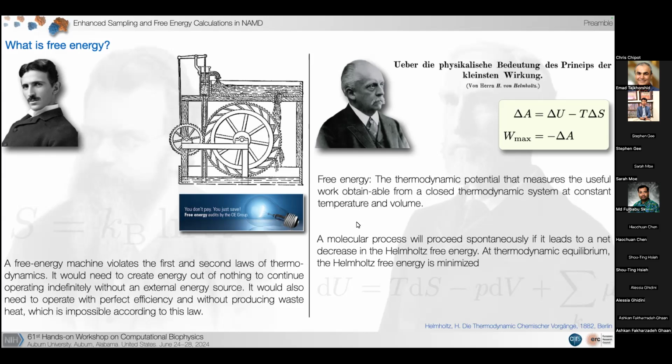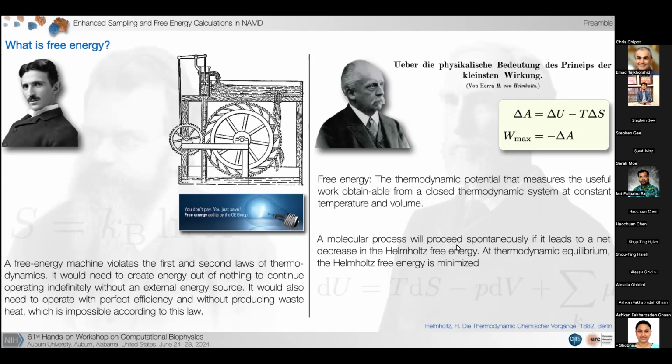But why is it important to study free energy? The reason is that any molecular process will proceed spontaneously if it leads to a net decrease in the Helmholtz or in the Gibbs free energy. So we better know how to predict how the free energy evolves to know whether a reaction will happen spontaneously.